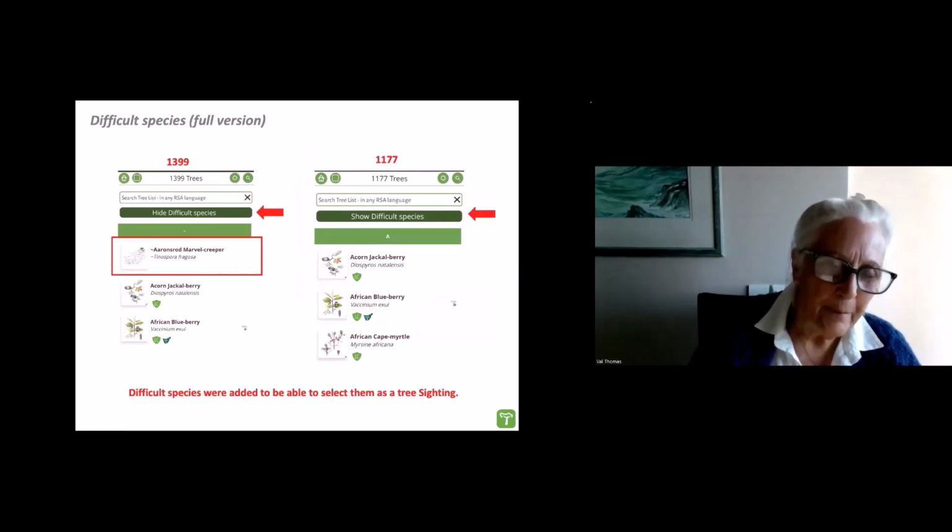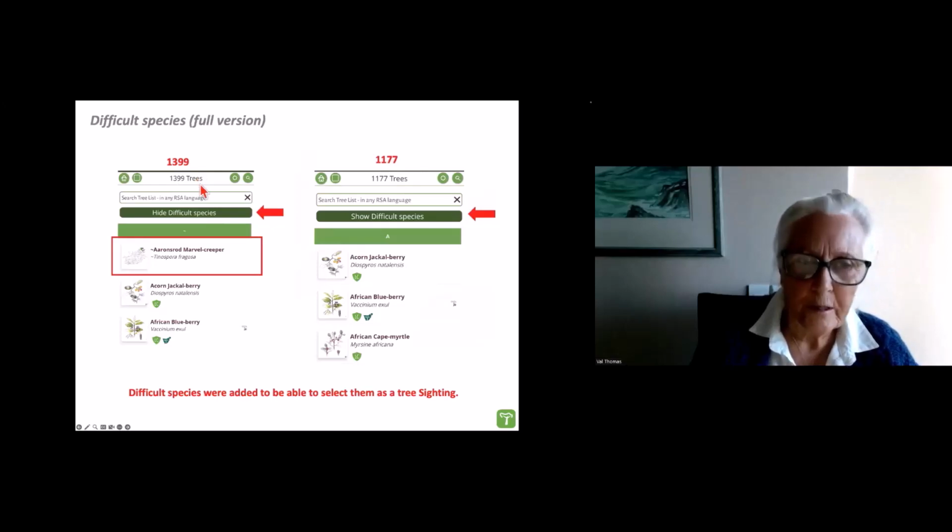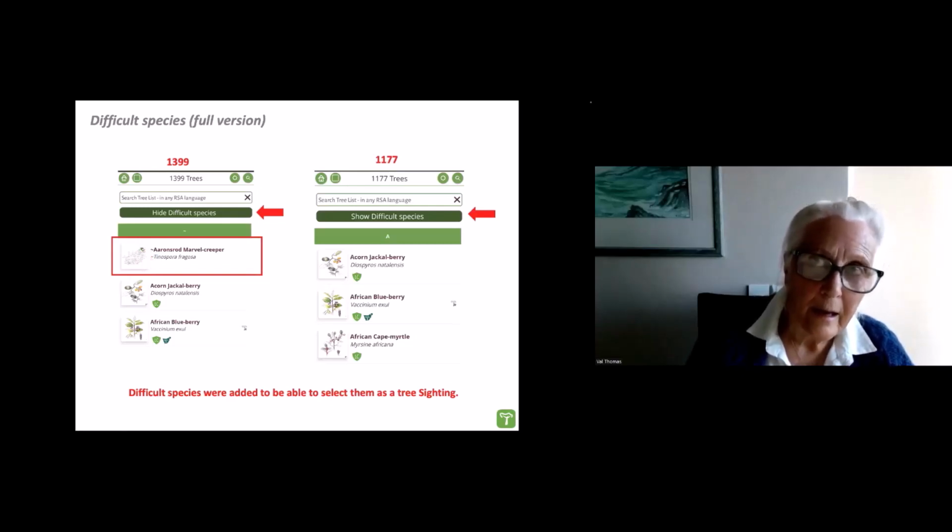If you have a complete app, you will have 1,399 trees listed in it. If you have the evaluation, it will be 155. But just for the moment, I'm talking to the people with the full app, 1,399. In those apps, we have a set of trees, 222, that are called difficult species. And that takes the number up to 1,399. The difficult species only have a map, like this Aaron's Rod Marvel creeper. They don't have details and they don't have photographs, and they're not searchable. They're searchable by the location, but not by any other thing in the app.